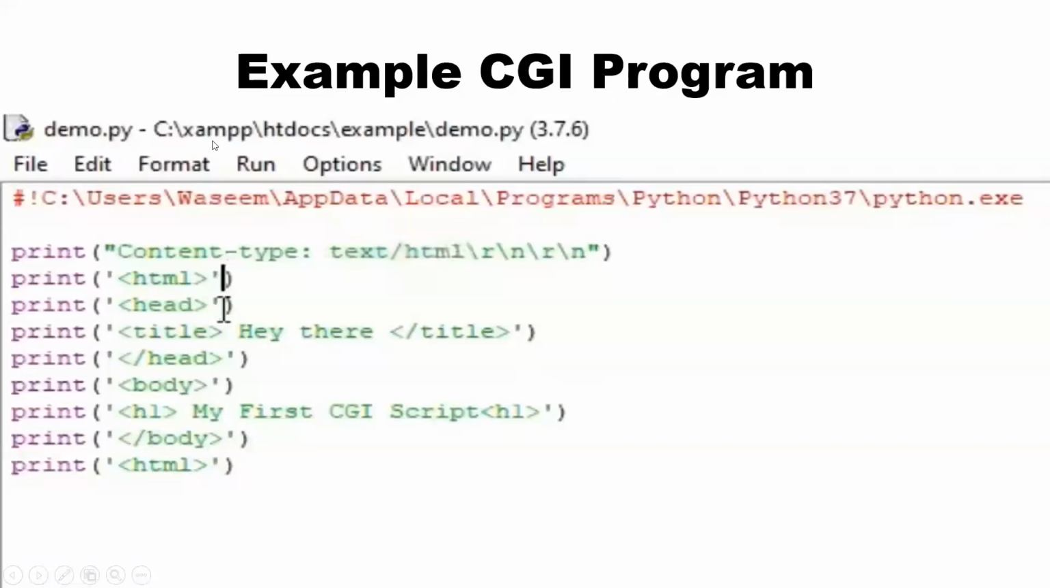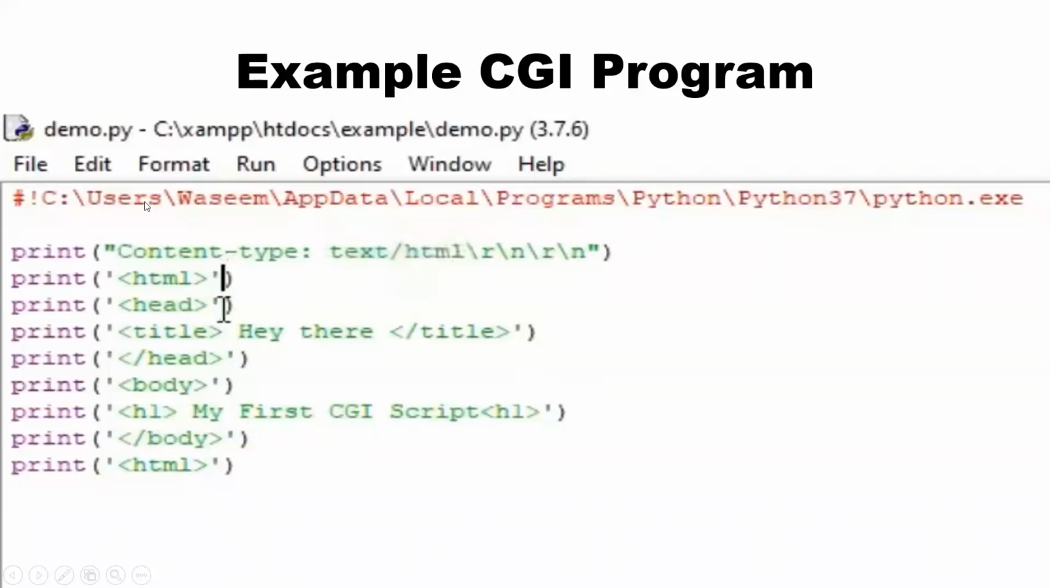In the C directory, the XAMPP folder, htdocs. htdocs has another default subfolder, example. Example is nothing but our folder. Demo.py is nothing but our Python script file. In that script file, the first line you should write completely with the prefix. This is the prefix: hash symbol with the exclamation symbol.